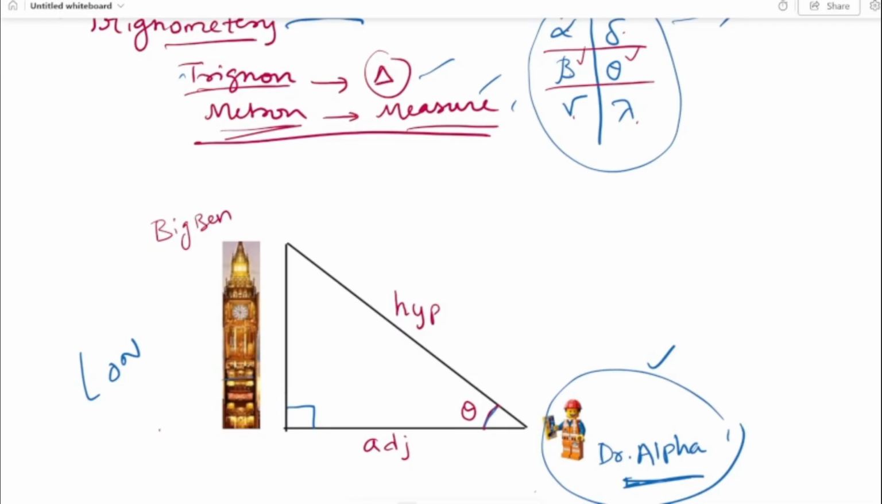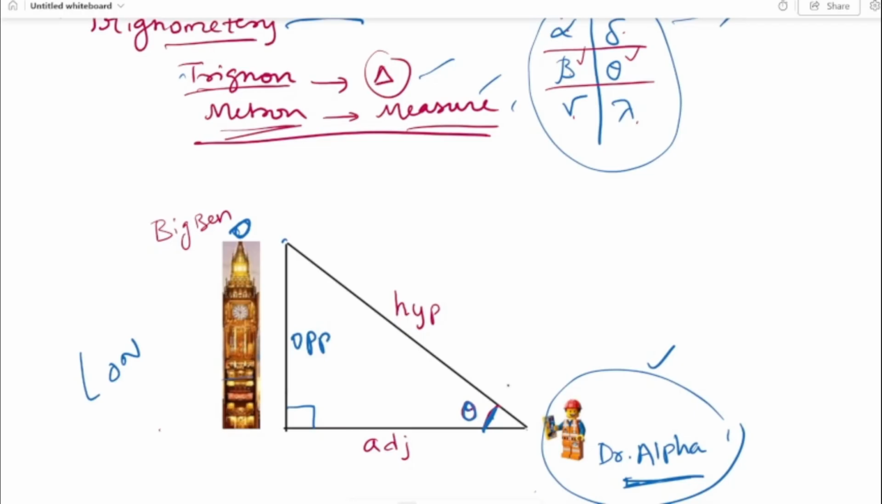Because he has to view the top of the tower, he has to look up. He has to elevate his chin. So this is theta, the angle he's viewing. This is called the angle of elevation. Remember, opposite to theta is always opposite to the angle of his elevation. His viewing is called opposite. This is the opposite side. Understand?